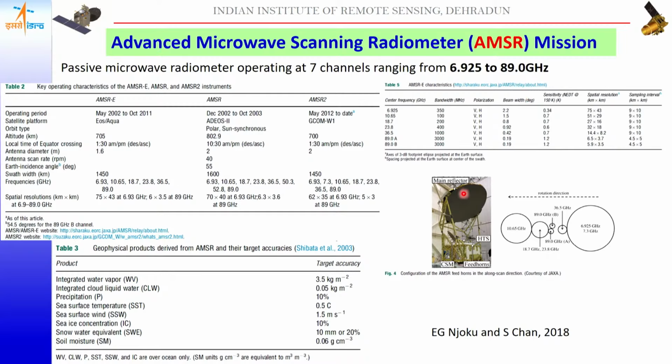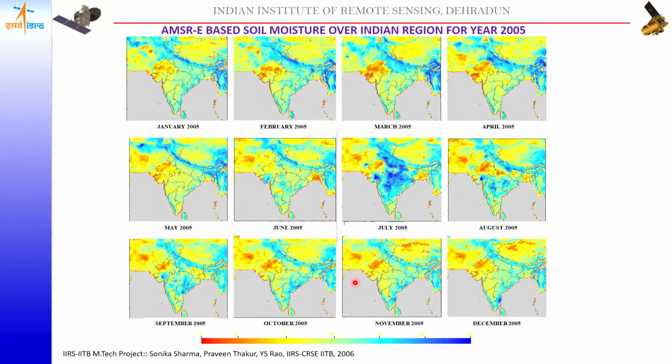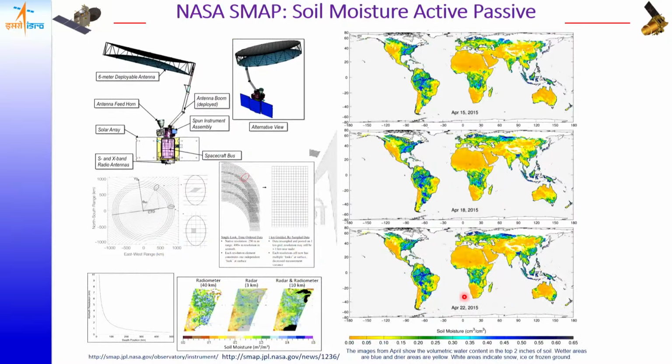The other component we have is soil moisture. Soil moisture is generally measured from passive microwave radiometers. But other than soil moisture, integrated water vapor, precipitation, sea surface temperature, sea surface wind, and snow water equivalent are the other parameters measured using these multi-frequency microwave radiometers. And this is one example of soil moisture from AMSR data. The blue represents the saturated condition, red represents the drier condition. And the resolution of the passive microwave is 25 kilometers.